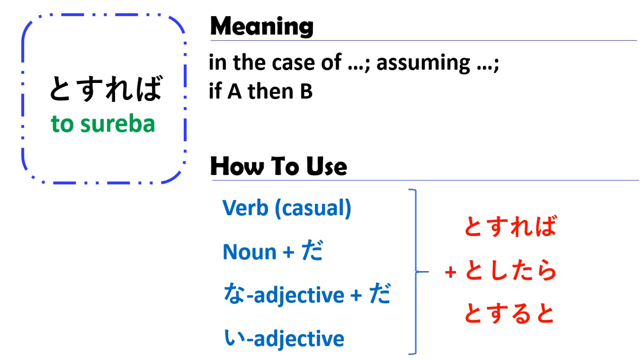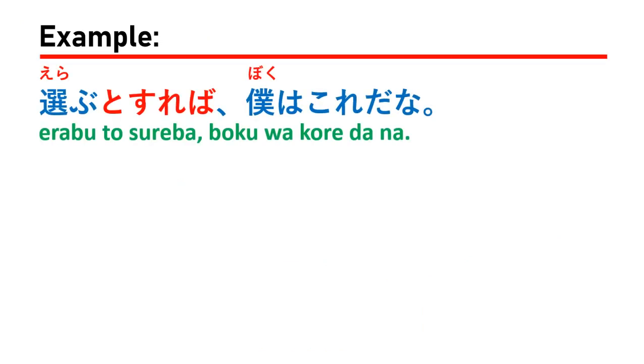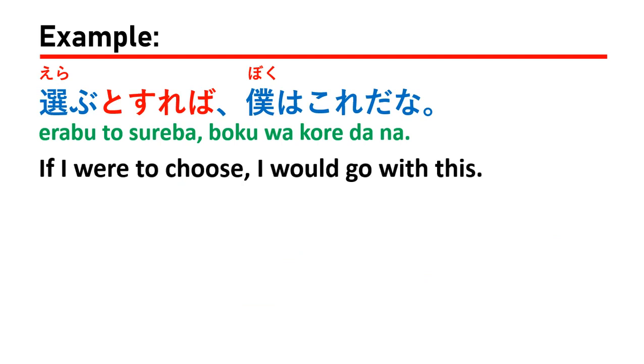So next we are going to see some examples of how to use the grammar of to sureba or to shitara or to suruto. The first example is 選ぶとすれば僕はこれだな。Which means that if I were to choose, I would go with this.